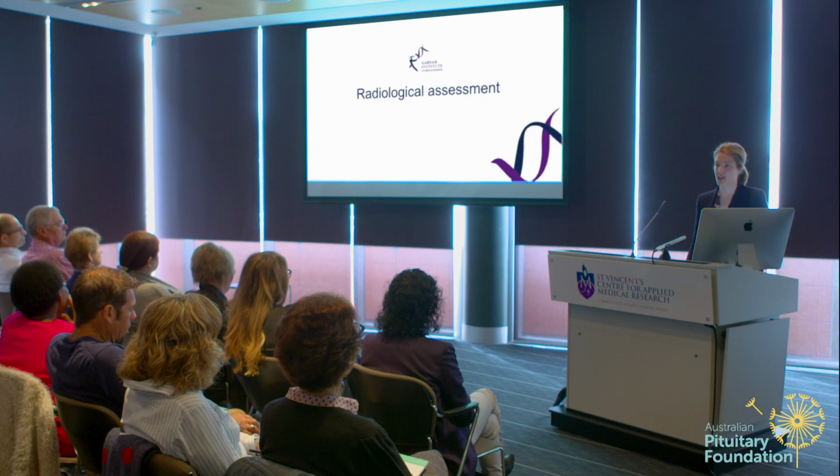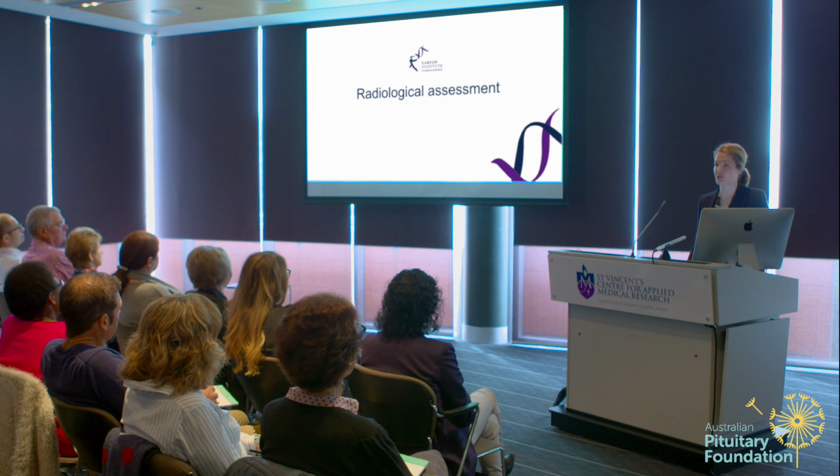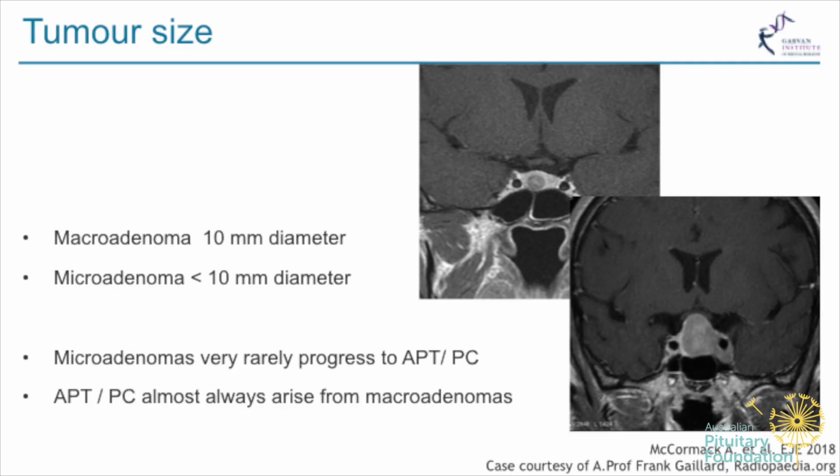So the first thing that we do generally is look at a radiological assessment once we've assessed the biochemistry, of course. When we look at radiology, we've defined macroadenomas as tumours that are more than 10 millimetres or 1 centimetre in diameter, and microadenomas as those that are less than 10 millimetres in diameter. We know that microadenomas very rarely progress to become aggressive tumours or pituitary carcinomas, but some macroadenomas may respond exquisitely well to treatment and may not progress to become aggressive pituitary tumours or pituitary carcinomas.